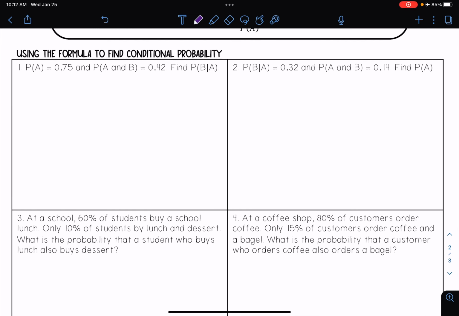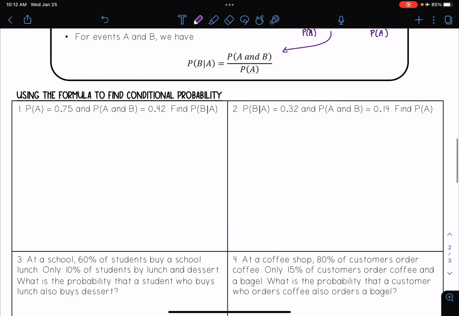So looking at this first example, I'm given that probability of A is equal to 0.75 and probability of A and B is equal to 0.42. Find the probability of B given A. Well, I know from what we just talked about that my formula is that the probability of B given A is equal to the probability of A and B divided by the probability of A.